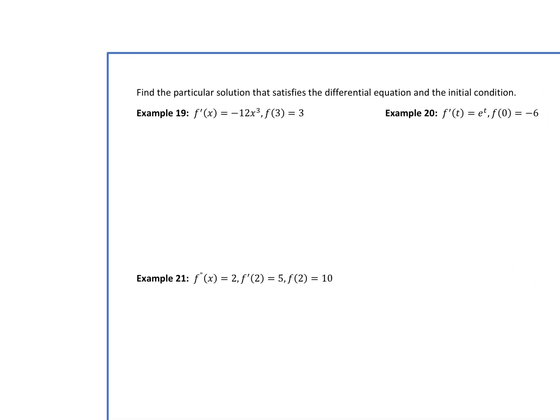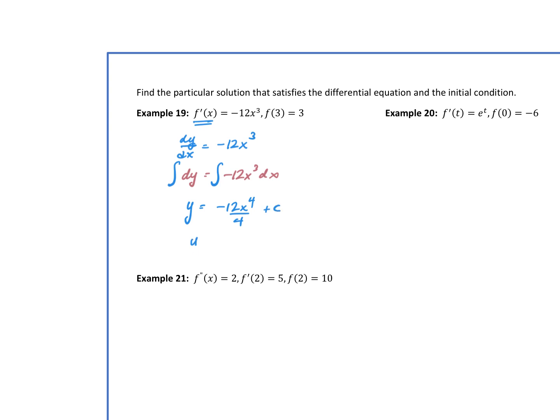So the first thing you want to do, the notation here is a little funny, but it is a differential equation because it's a derivative. So we're going to write it as dy dx. So dy dx is equal to negative 12x cubed. Separate. So dy equals negative 12x cubed dx. Integrate. So you get y equals negative 12, raise it up by 1, divide by the new power plus c.